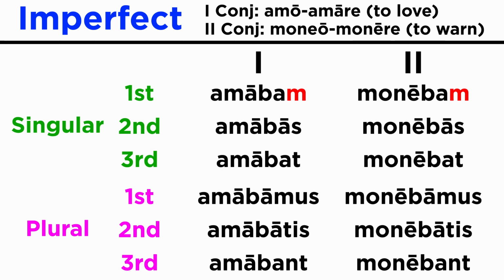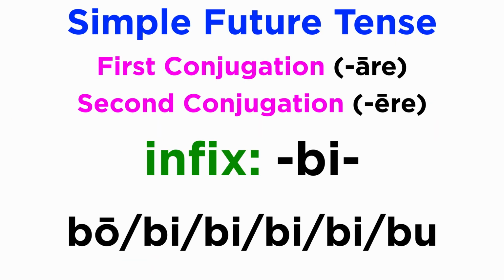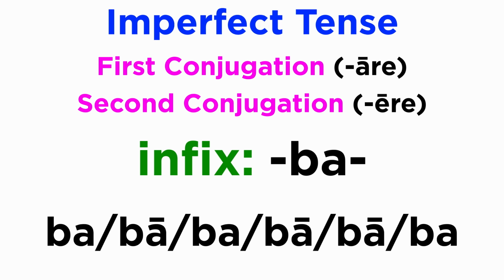uses M instead of O for this particular tense. For the rest of the conjugation, once you have dropped the RE from the infinitive, everything will be normal, with the infix ba and then the personal endings. So where the future tense was using bo, bi, bu, the imperfect is using ba, ba, ba, ba, ba, ba.